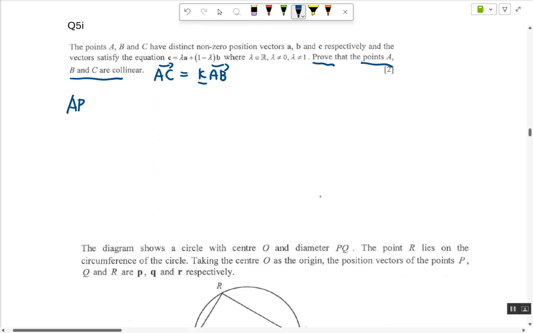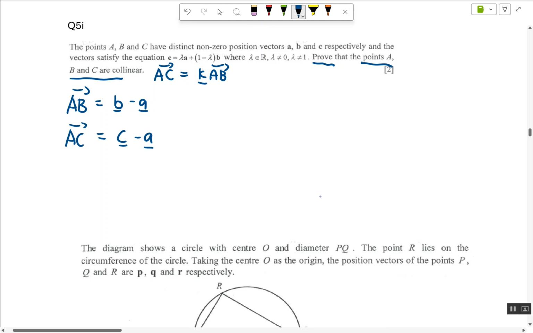So first, I know that AB is B minus A, right? And this is a proof that you must have as a skill, okay? Next is AC. I think one of you wrote something like this. So it's C minus A, right?